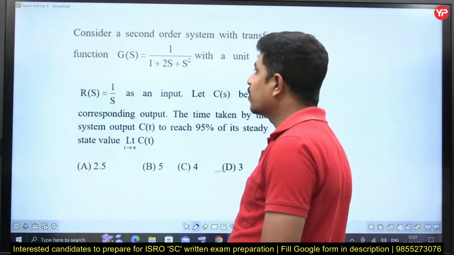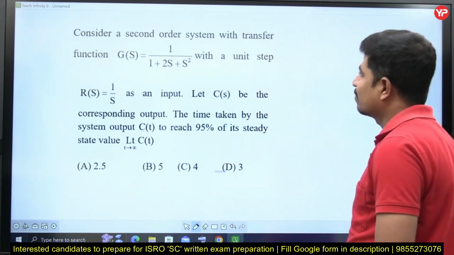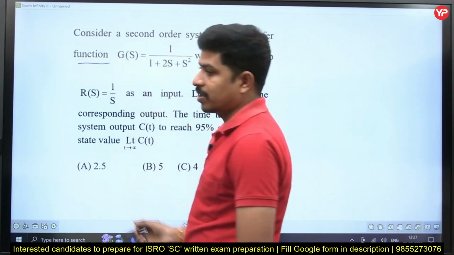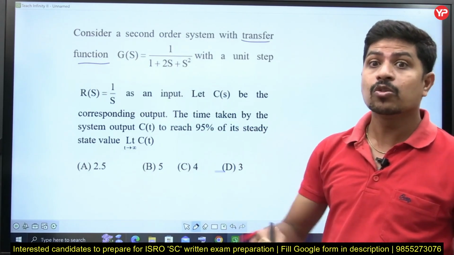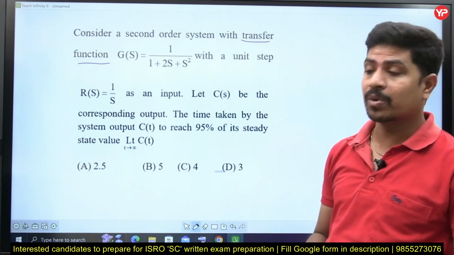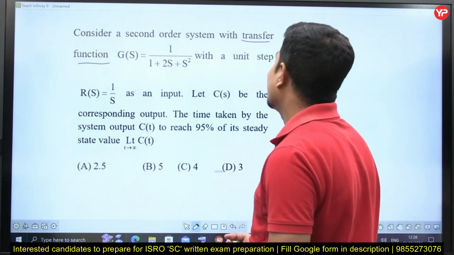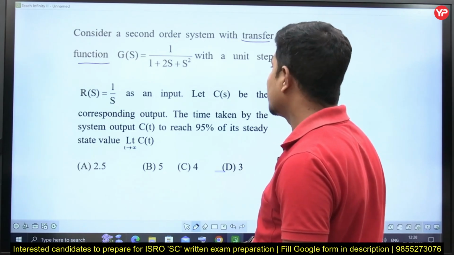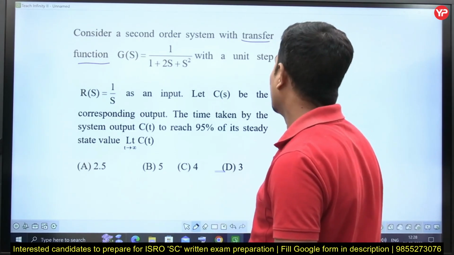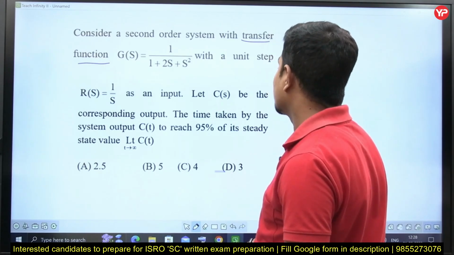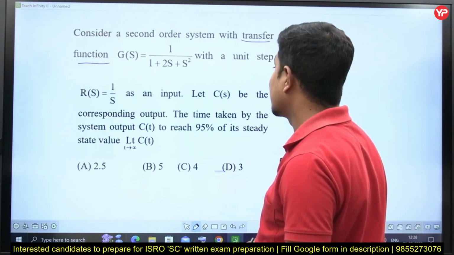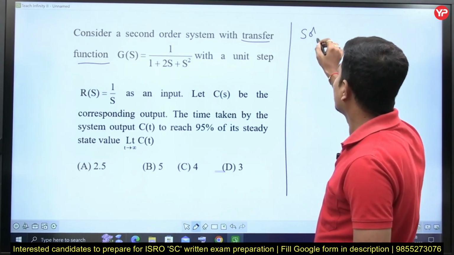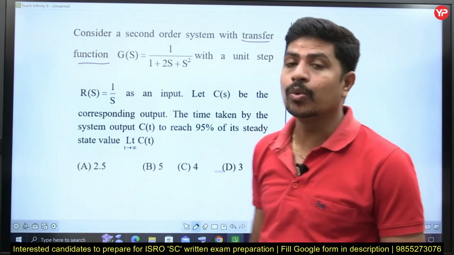This is also one of the very good questions. Consider a second order system with a transfer function G of s equal to 1 by s square plus 2s plus 1. This transfer function is a closed loop transfer function. Why? Because it did not mention it as open loop. If it is an open loop transfer function, that fellow will clearly mention it as open loop transfer function, right? With a unit step input 1 by s as an input, let c of s be the corresponding system output. The time taken by the system c of t to reach 95% of its steady state value.